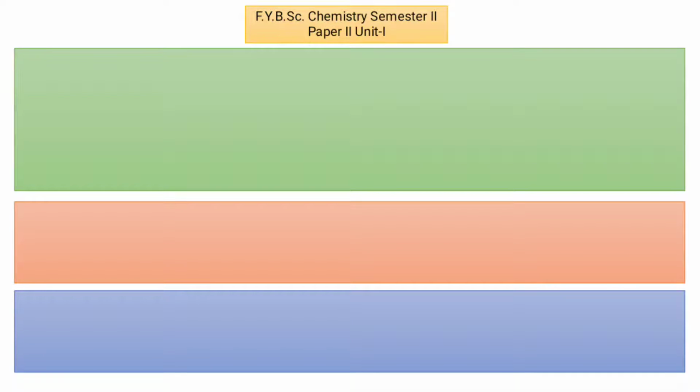Today we have to talk about the syllabus of chemistry, or you can say paper 2 of chemistry unit 1. Here there are three subtopics. One is ionic equilibria, another is molecular spectroscopy, and the third one is solid state. Out of that, first of all, we will talk about ionic equilibria.